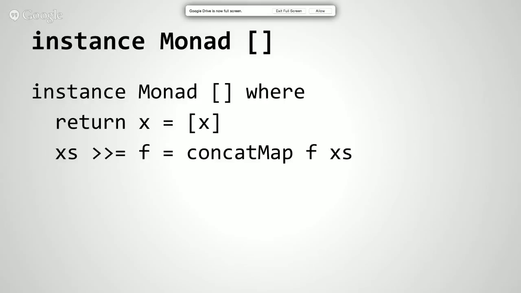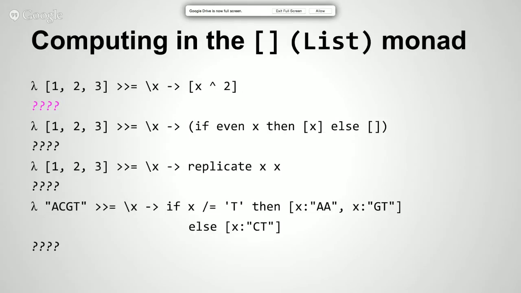We'll talk about list. This is the list monad. Return x is the one element list with x. And when we have xs and we bind it into an f, we're doing concatMap. So let's do this as an exercise, and then I'll talk about what it is conceptually.